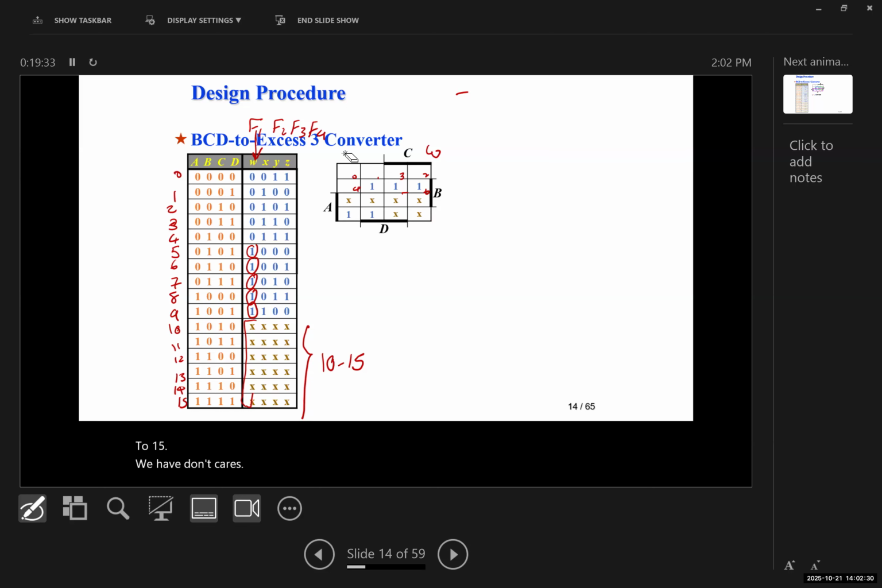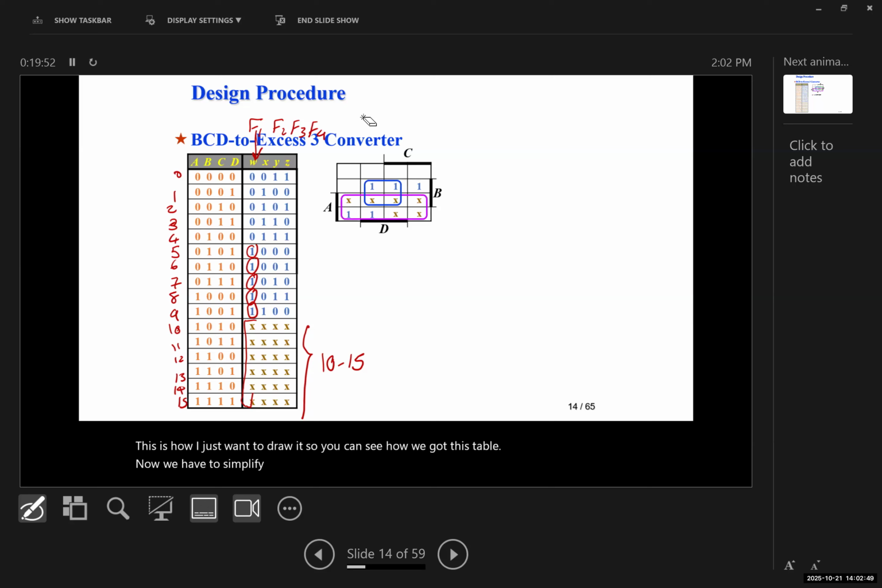8 and 9 are 1, so this is 8 and 9. And also 5, 6, 7. So 5, 6, 7 are also 1s. This is how I just wanted to draw it so you can see how we got this table. Now we have to simplify it.